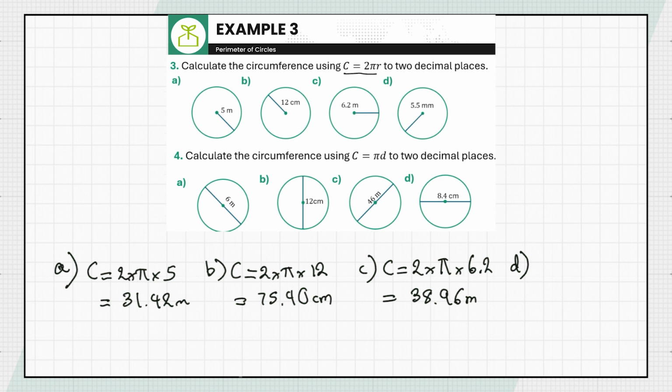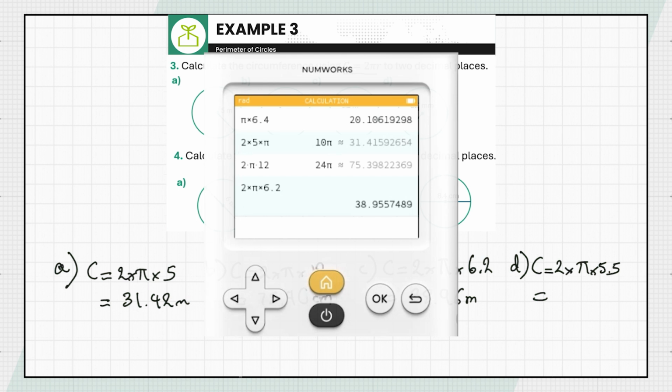Alright, let's look at D. For D, we have circumference is equal to 2 times pi times 5.5. So 2 times pi times 5.5, hit execute, and you get 34.557. So we need to round that up and make it 34.56.